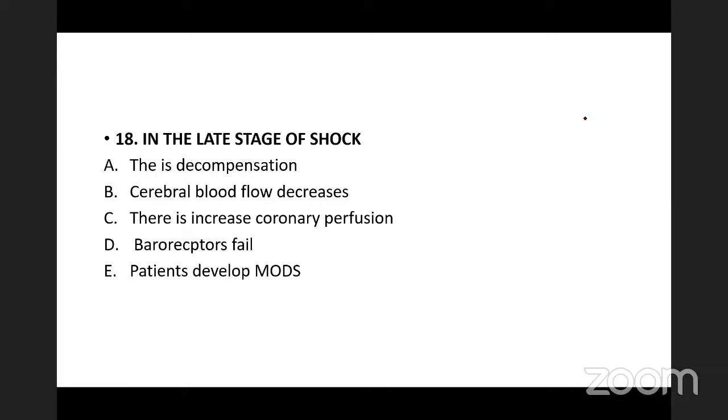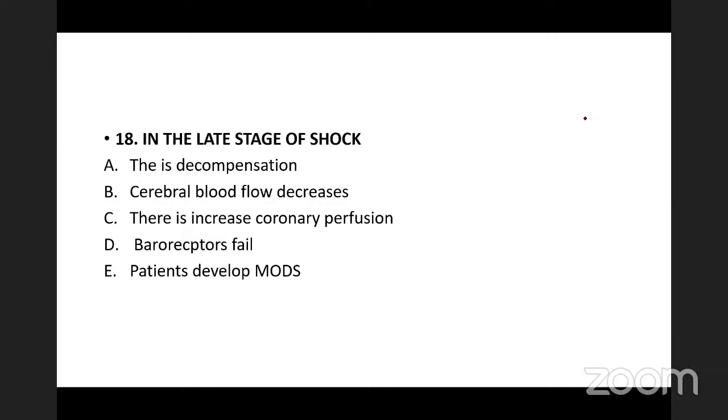There is increased coronary perfusion. Here it decreases because the body is not even having enough blood to supply the heart and the brain, so it decreases. The baroreceptors fail, they have already failed, it's a decompensated state.